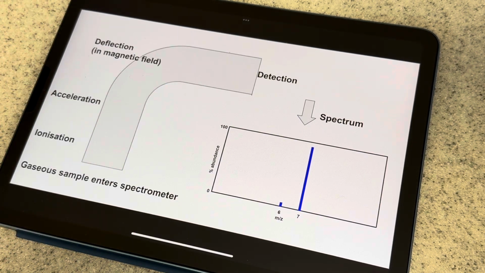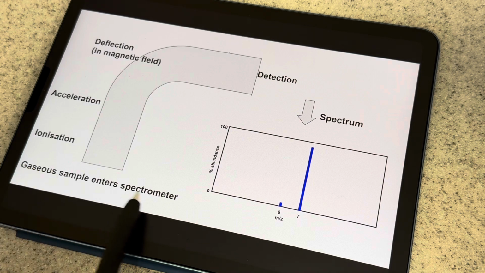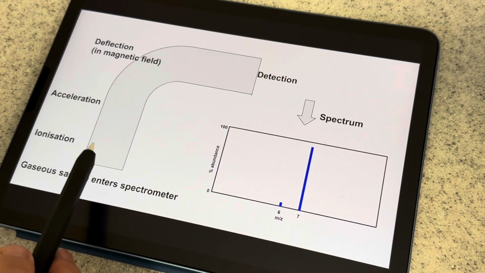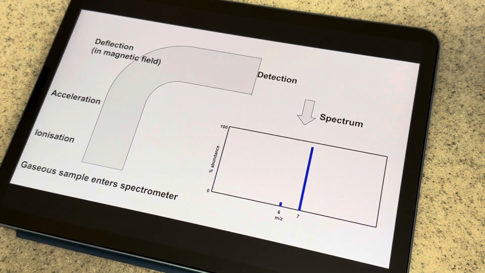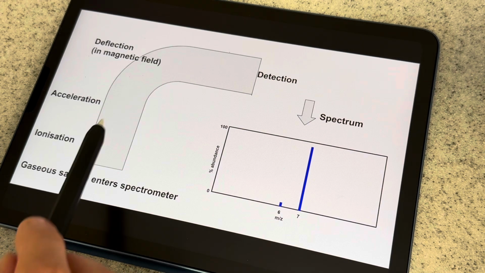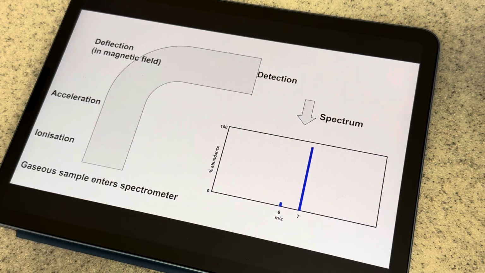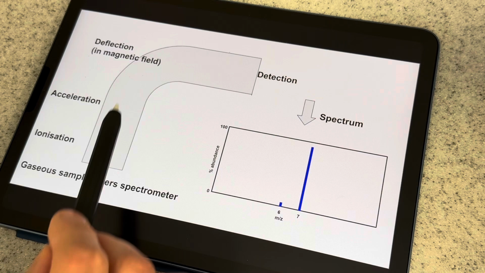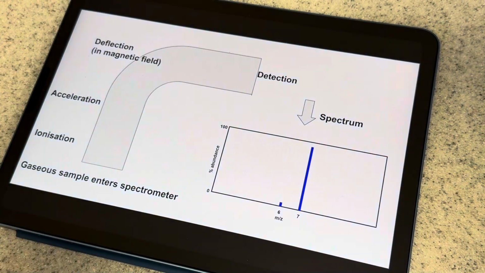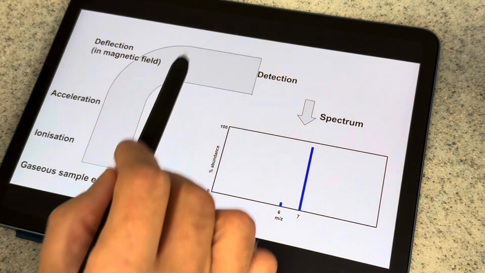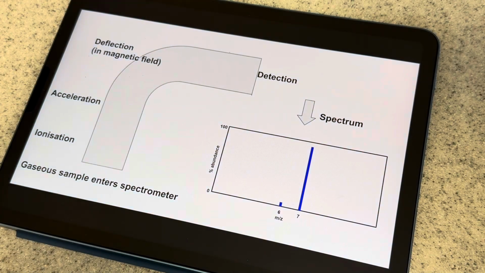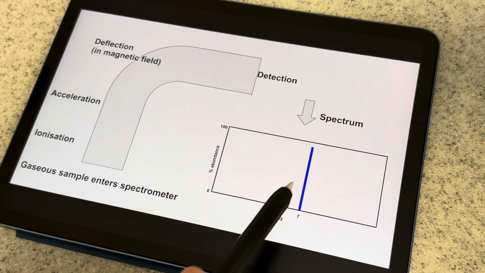So there's everything on one slide. Remember, the gaseous sample entered at the start. They then got ionized, so they turned into 1+ ions. They then were accelerated up this part of the spectrometer. They then hit the bend and get deflected, and they spread out, and then they hit the detector and generate a tiny current that's proportional to the amount of the particular isotope in the sample, and that generates a spectrum.